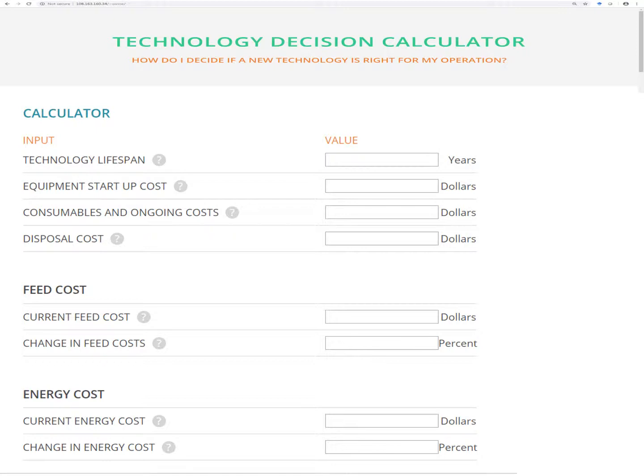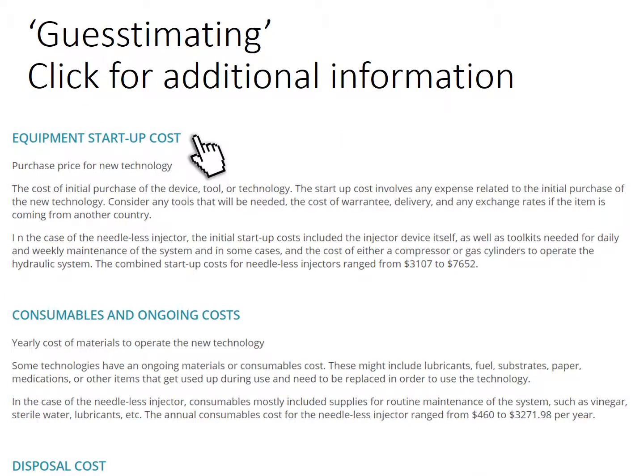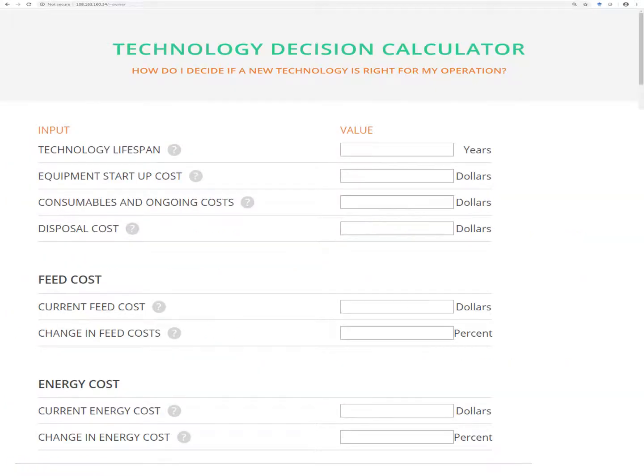This is the web calculator. Using the web calculator, I will be using the annual cost as it relates to a yearly basis, the technology related cost. If I click on each of these icons, it takes me to an information page to get additional information as it relates to each of the inputs. We go back to the web calculator and I fill in my figures.